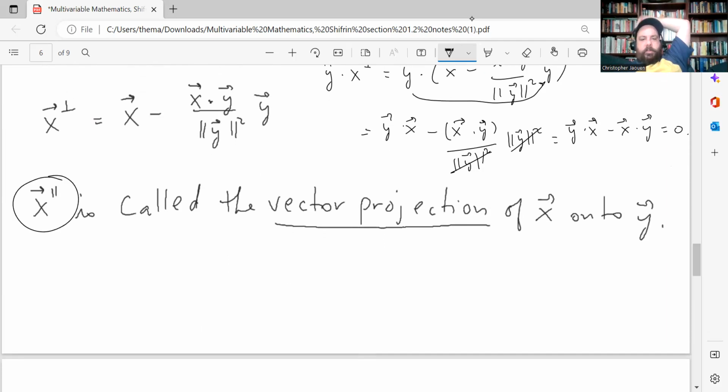And then just some terminology. This vector is called a vector projection of x onto y. Sometimes people write it, instead of using this notation, you'll see people write it like this. So this stands for the vector projection of x onto y.